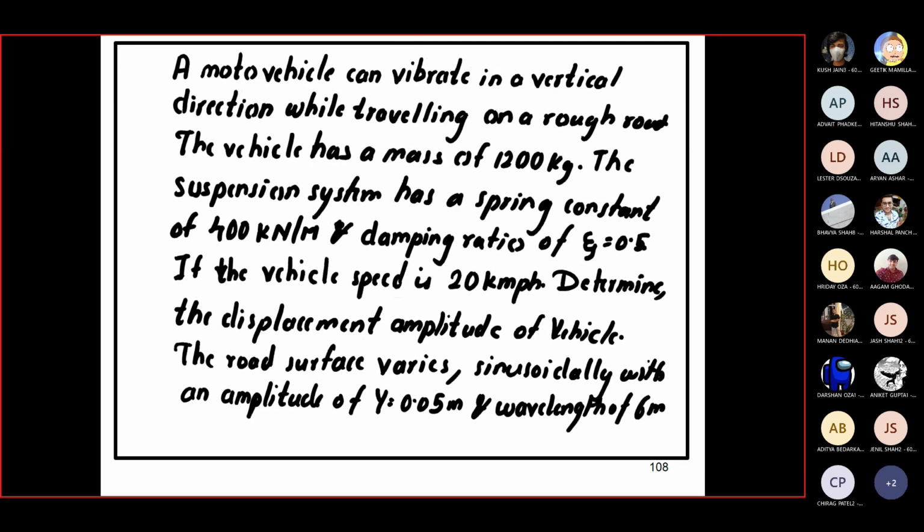Okay. So let's do one example. A motor vehicle can vibrate in a vertical direction while traveling on a rough road. The vehicle has a mass of 1200 kg. The suspension system has a spring constant of 400 kilonewton per meter and a damping ratio of 0.5. If the vehicle speed is 20 kilometers per hour, determine the displacement amplitude of the vehicle, given that the road surface varies sinusoidally with an amplitude of y equal to 0.05 meter and a wavelength of 6 meters. All right. So let's solve this example.